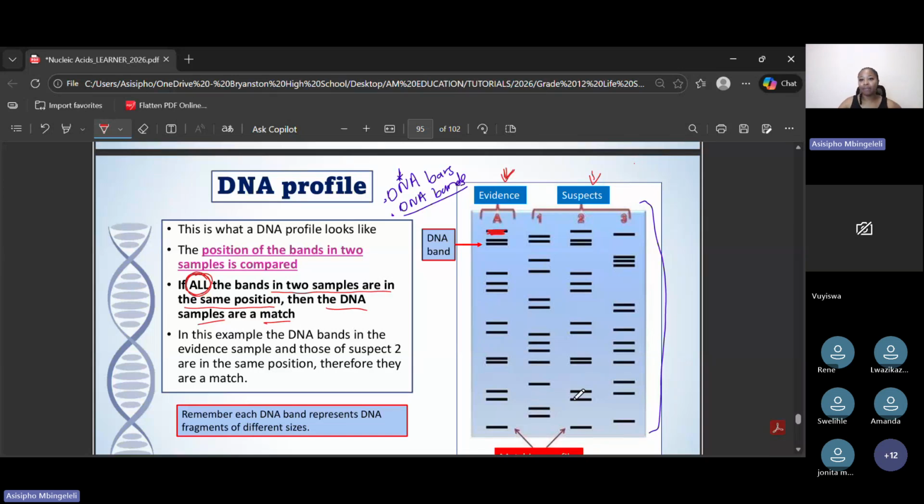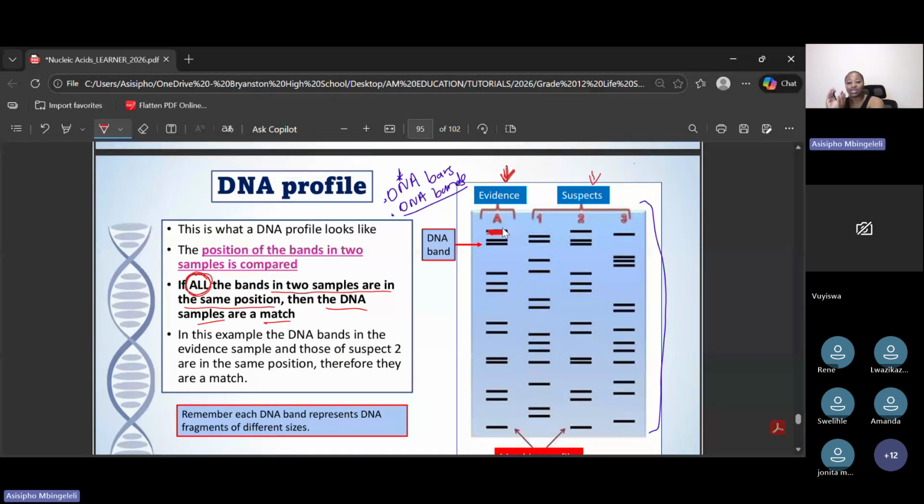Now, let's look at our example and then explain how we read this. Remember, this is the DNA profile that was found as evidence, and these are the possible suspects, suspect 1, 2, and 3. You and I need to figure out which suspect committed the crime. So what are we going to do? I just don't have a ruler, so I'm not sure how I'm going to show you this, but we focus on the first band in the evidence.